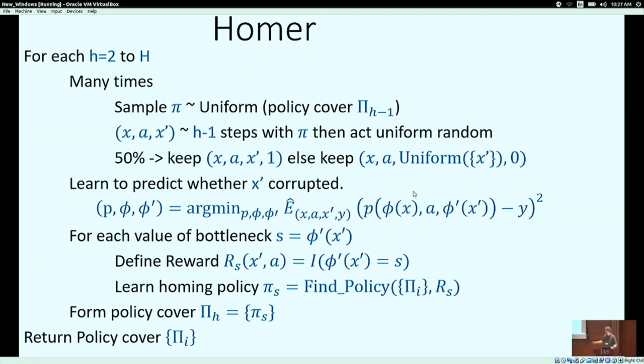So once you have the policy cover for all the time steps, it's very easy to just construct a policy to optimize whatever external rewards defined for the block MDP. Right? Because you can just run this find policy subroutine again.